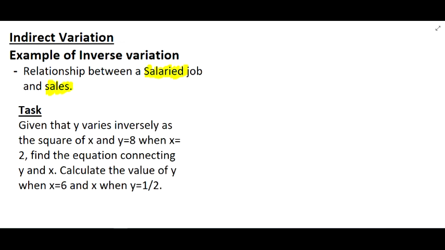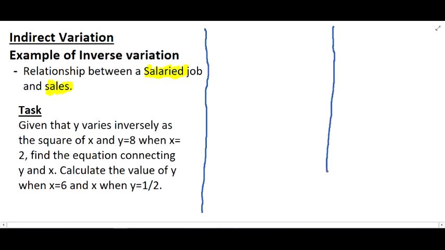So therefore we said this kind of relationship is indirect, unlike the other relationship where you saw when you sell more you get more. But here, if you sell more, that does not really change anything. Your salary is just your salary. If you don't sell, it doesn't change anything. Your salary is just your salary.